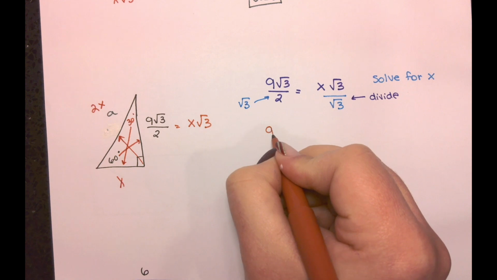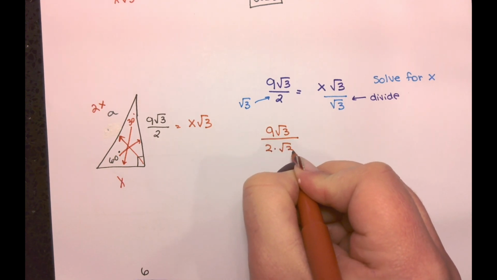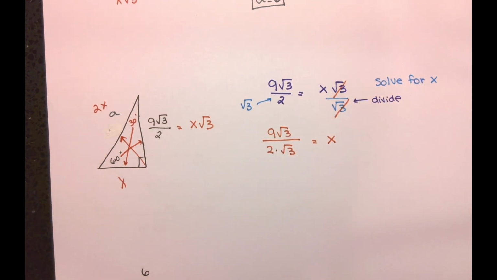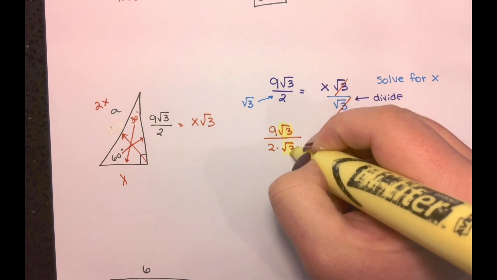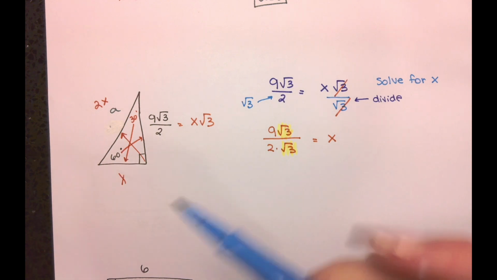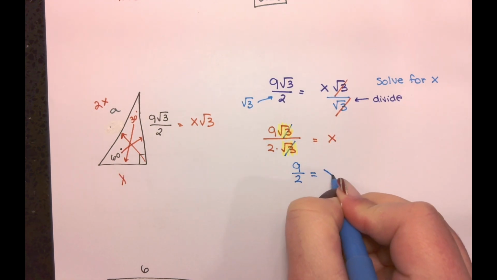Okay, so we have 9 root 3 divided by 2 root 3. X is left over. Notice you have a square root of 3 on top and a square root of 3 on the bottom. So in this example, you do not need to rationalize your denominators. They go away, and you're left with X is 9/2.